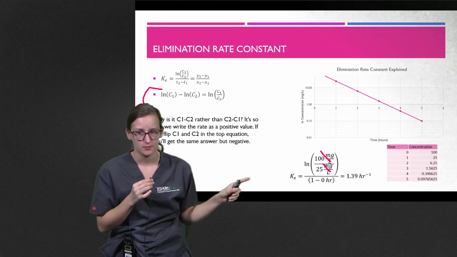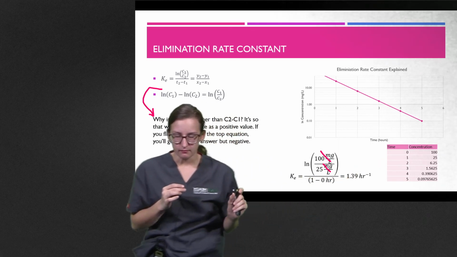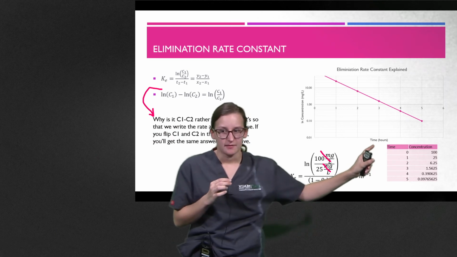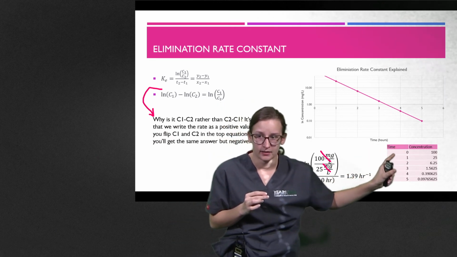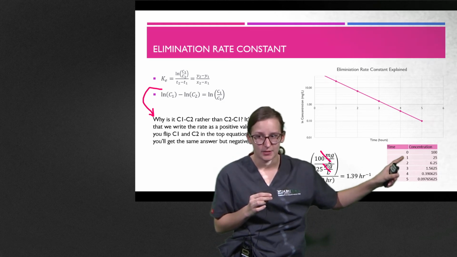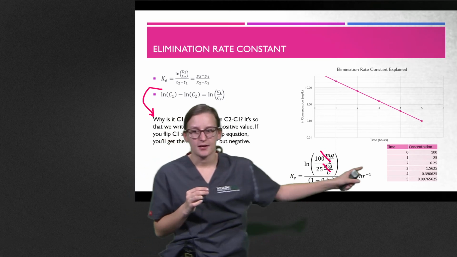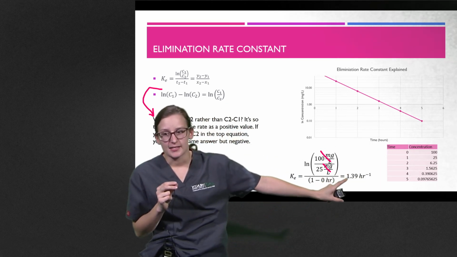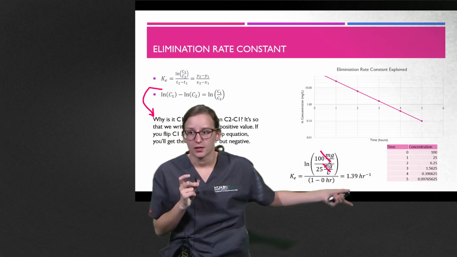And then I've got an example of how to calculate it with this little graph right here. So we take C at time 0 divided by C at time 2, and then take the natural log of that, and then we divide it by the time difference here, and then you'll get a value that is the inverse hour, or 1.39 per hour.